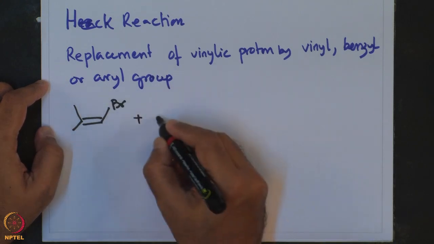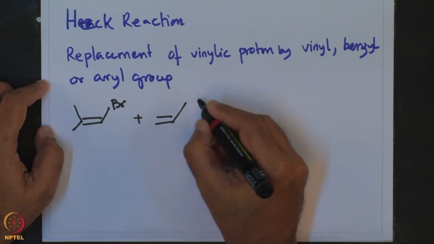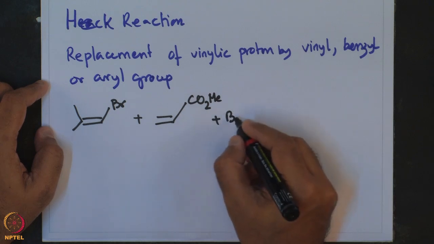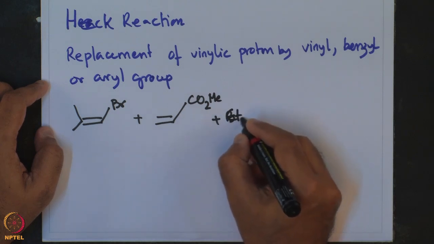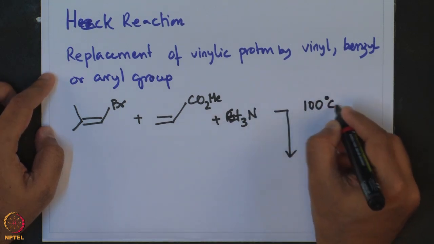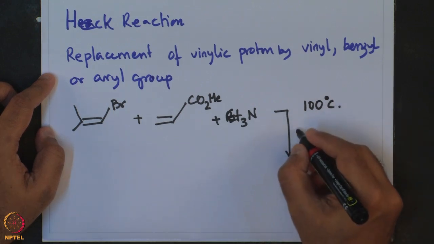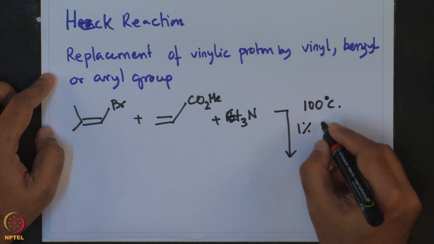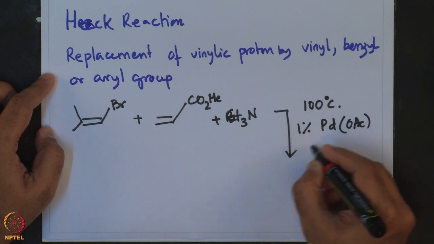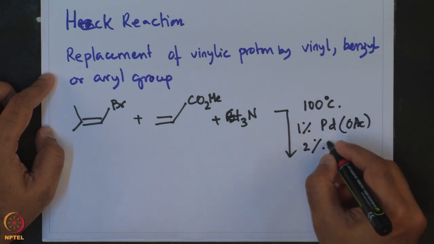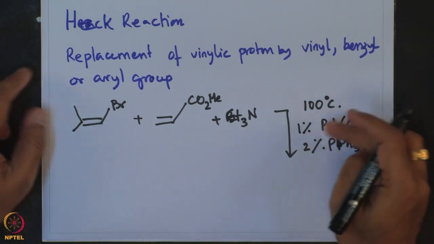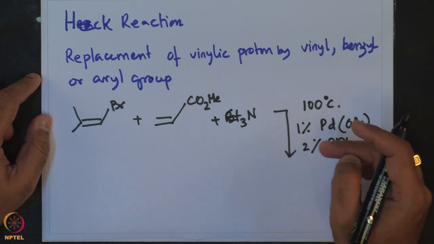This vinyl bromide reacting with this ester in presence of base, which is triethylamine, at quite a high temperature of 100 degree centigrade, in presence of 1 mole % of palladium acetate, and the ancillary ligand being phosphine, which is 2 mole %. This is under ligand assisted catalysis condition, or LAC condition.